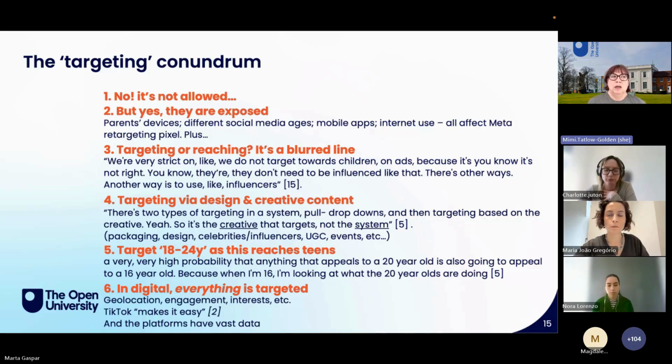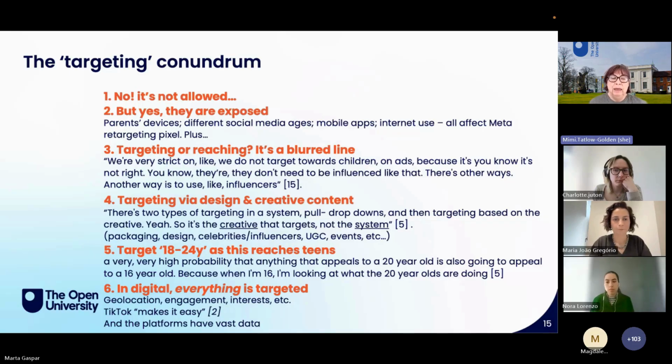Then they started to unpack the distinction between targeting and reaching, and saying we don't actively target, but this one advertiser said sort of artlessly, they don't need to be influenced like that with direct targeting from us. There are other ways. Another way is to use influencers. So they will say we don't target, but we will appoint an influencer, and we know that influencer is influential with young people. So again, another pointer to how important it is to address this element. They talked about targeting around the design and the creative content of ads and of packaging. And this is absolutely crucial because even if the ads aren't sent directly to young people in certain limited ways, the visual appeal of them will mean that they'll reach them in other ways.